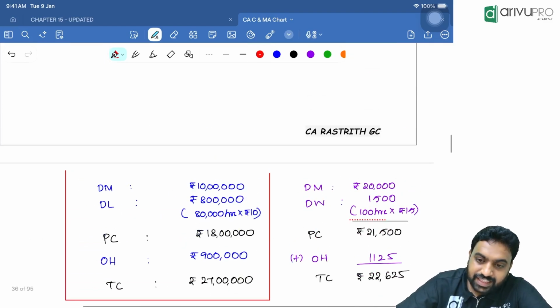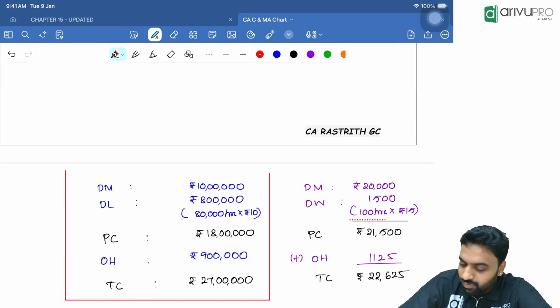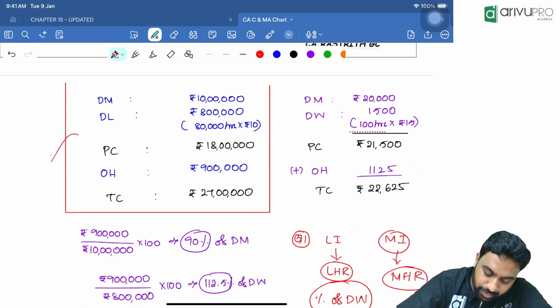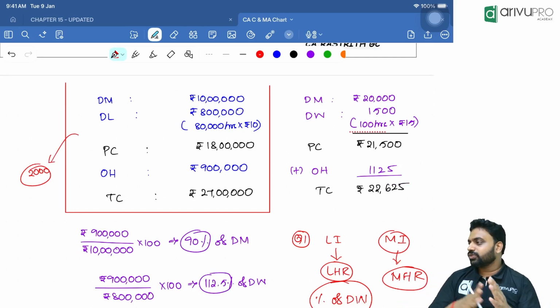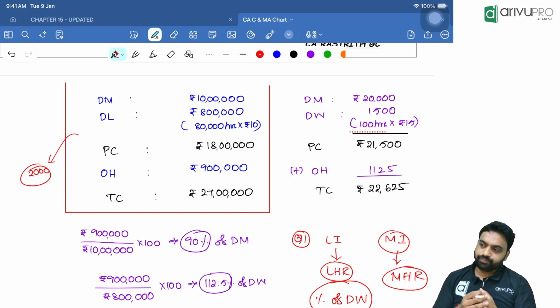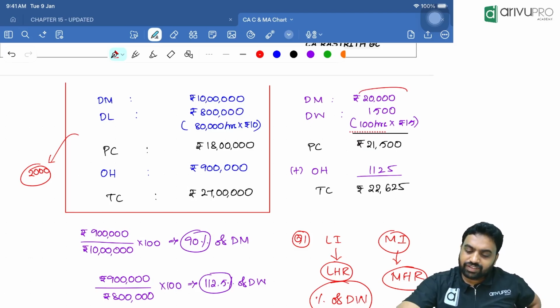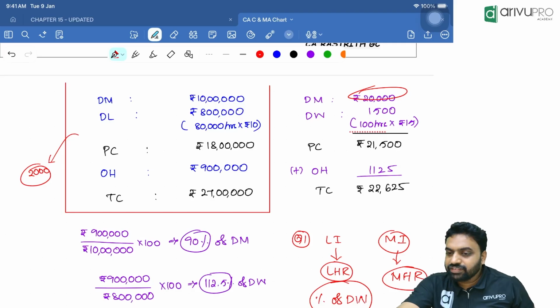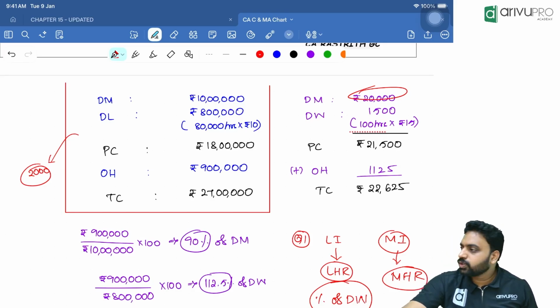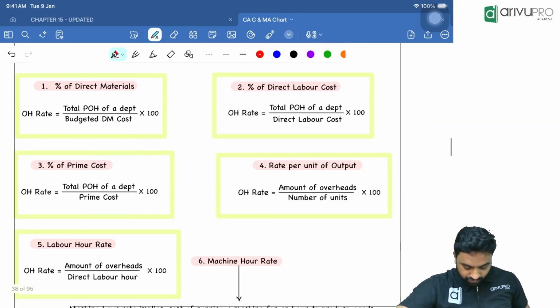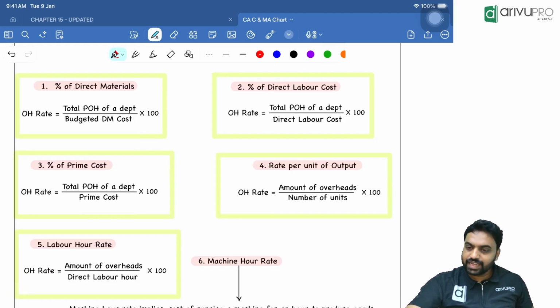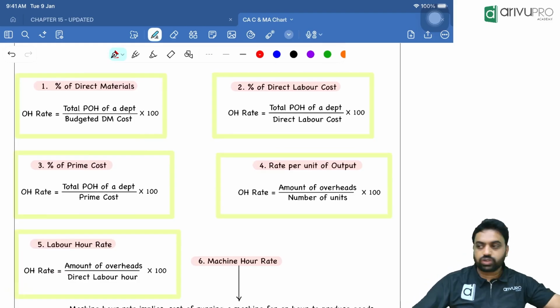And one more method is there, that is unit method. What is that, sir? Let's say here we plan to produce 2000 units. That means per unit we plan to recover how much? 9 lakh divided by 2000, 450. Let's say we produced 4,800 units. Then we will recover 450 into 4,800. This is your unit method or output method. These are the different methods of absorption of overhead. Is that clear? Anyone any doubt?